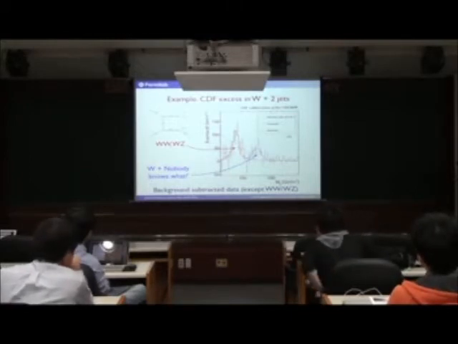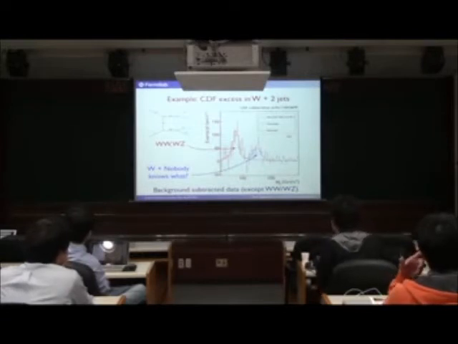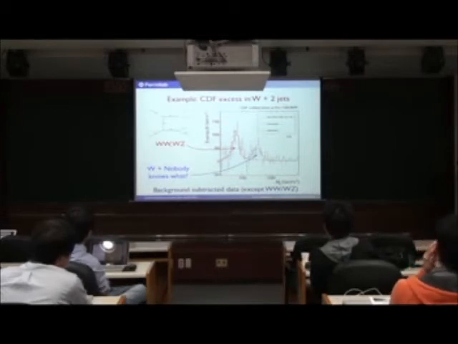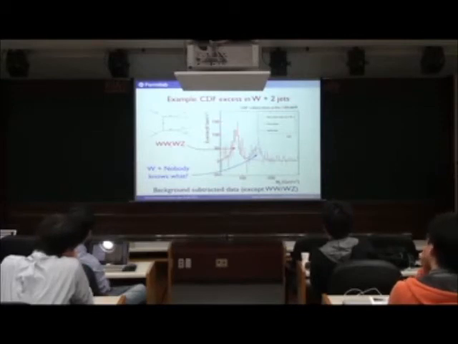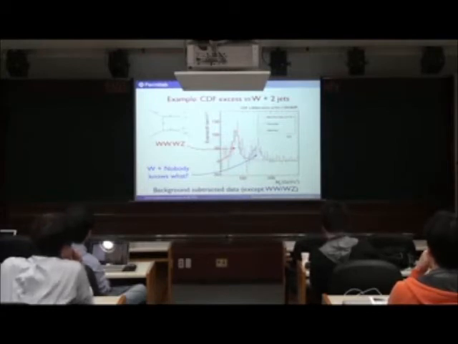This shows the invariant mass of the 2 jets after subtracting all backgrounds except for this background, which is W plus W minus generation, where one of the W's goes to a muon, the other W goes to 2 jets. So this gives a peak when the invariant mass of these 2 jets is around the W mass.